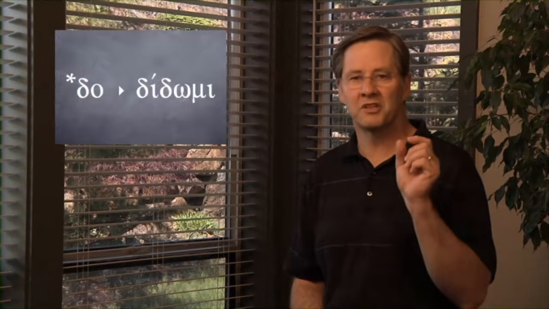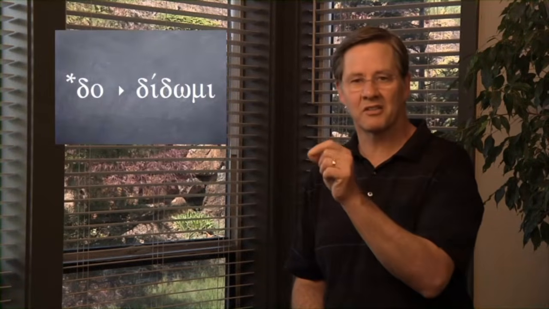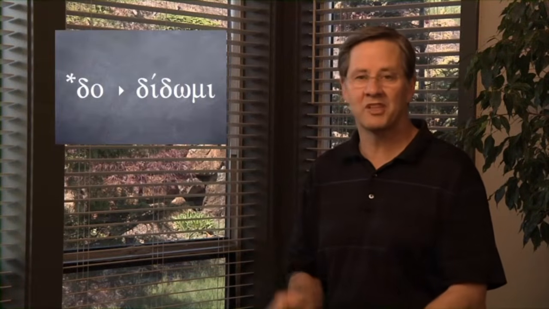So to use the example I had before, you have the root da, which is going to go to di-da, and then the omicron is going to lengthen to omega, di-do, and then you add the alternate ending and you have didomi. Okay, so that's rule 1. But understand this is only in the present. If you look at what happens to didomi in the future, it's perfectly regular.